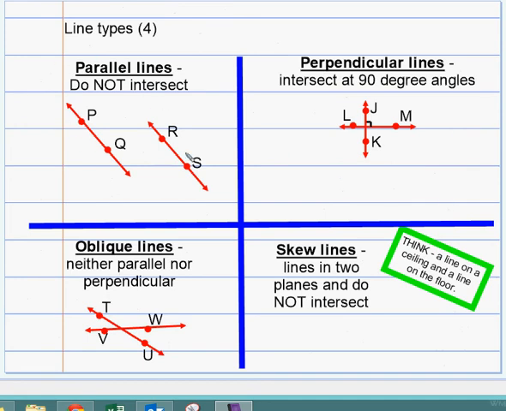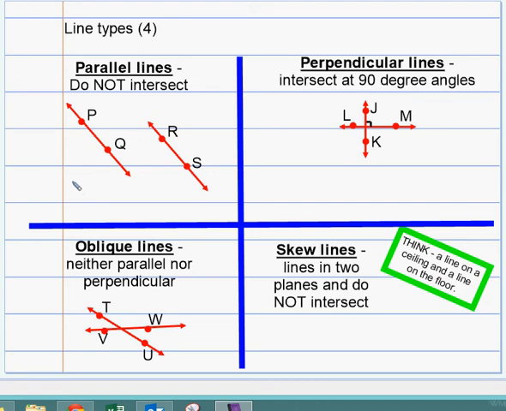Okay, so I'm going to work right here. Parallel lines do not intersect. Okay, parallel lines look like these lines. This is line PQ or QP and line RS or line SR. They will never intersect. They are parallel.